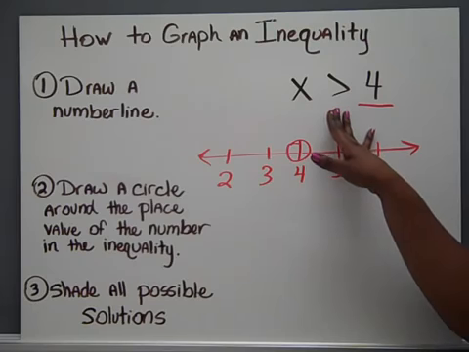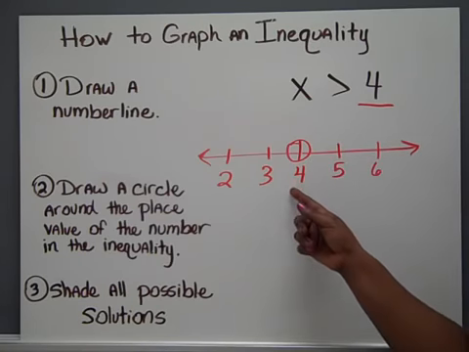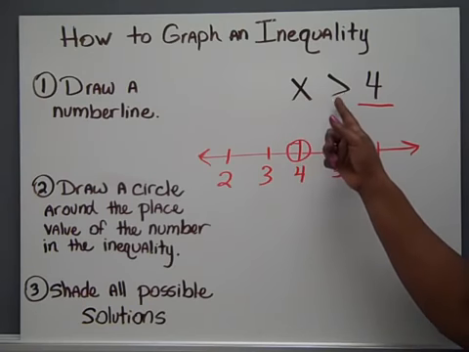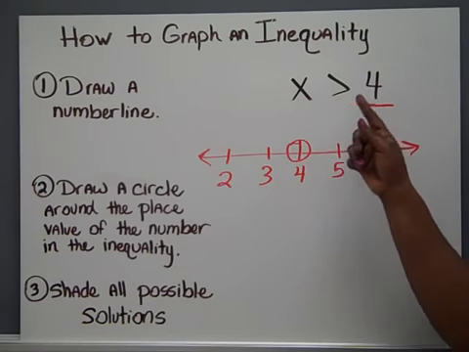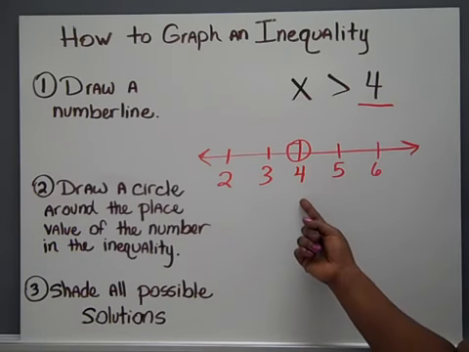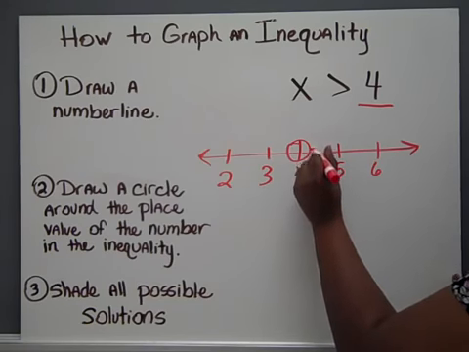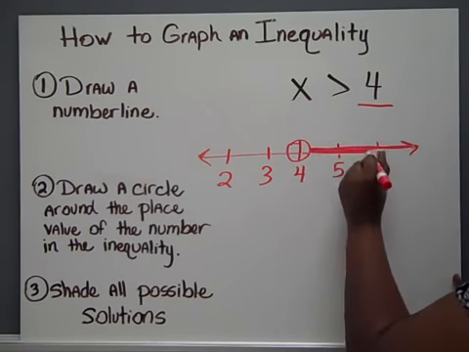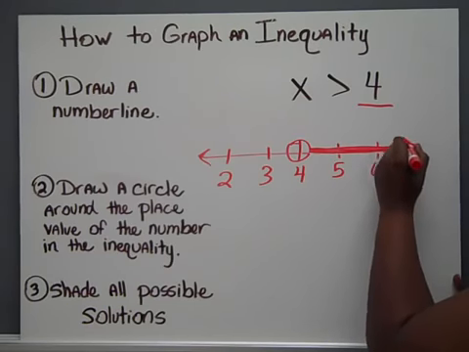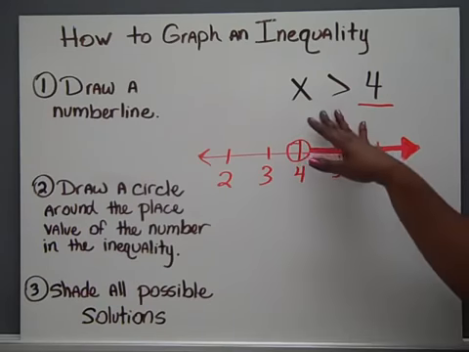By looking at the inequality symbol, it is telling you which side to shade and whether or not to shade the number circled. This inequality says that x must be greater than 4. Since x must be greater than 4, we know we cannot shade 4 because after all, 4 is not greater than 4. However, all the numbers that fall to the right of 4, 5, 6, 7, 8, 9, and so on, as long as this number line keeps going, will show correct solutions for this inequality.